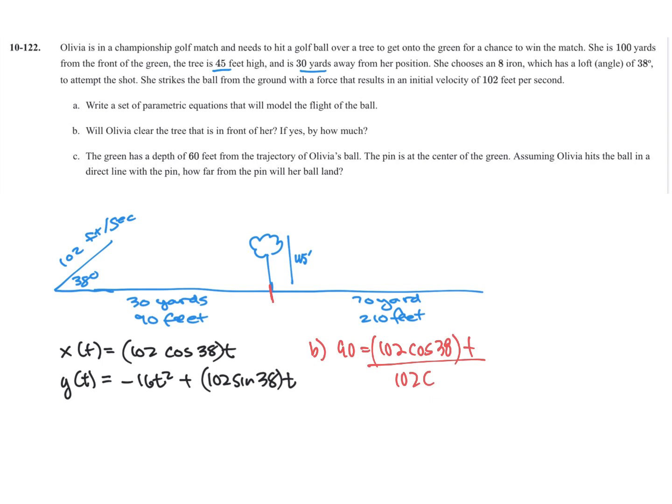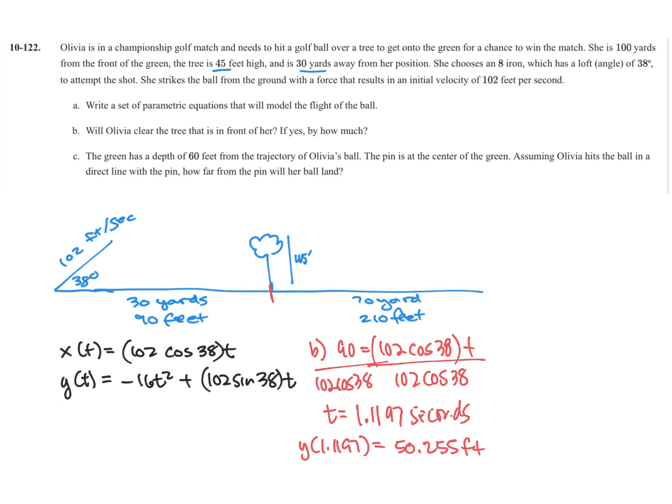So I'm going to divide by 102 cosine 38. And when you put that into your calculator, make sure you are in degrees, you're going to get t equals 1.1197 seconds. So what that's telling you is at 1.1197 seconds, she's at 90 feet away from her position. That's where her ball is. So in order to find out how high that is, put it into y of t. So y of 1.1197, sub that into your calculator, and you will have 50.255 feet.